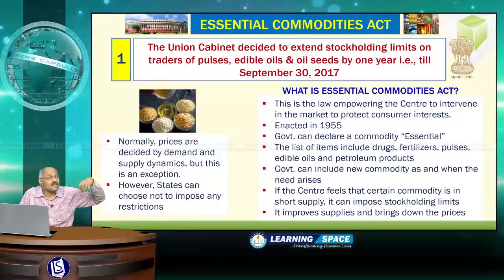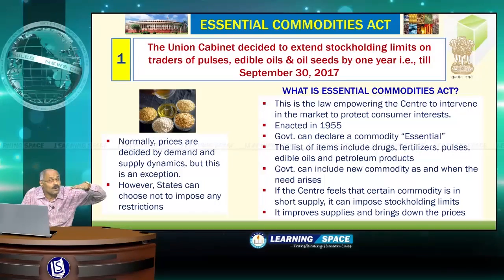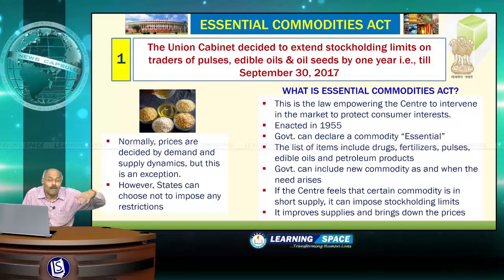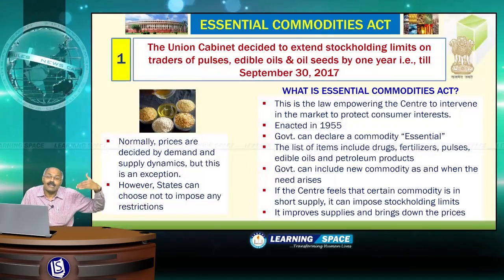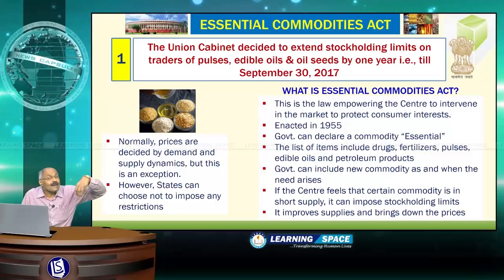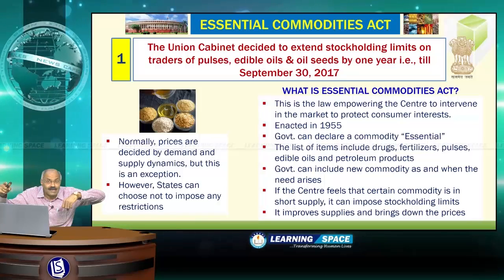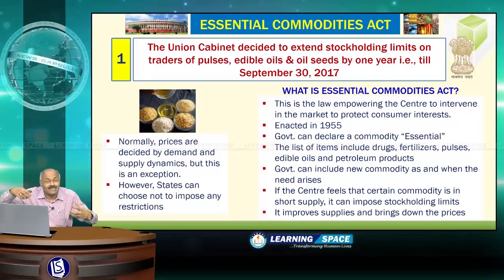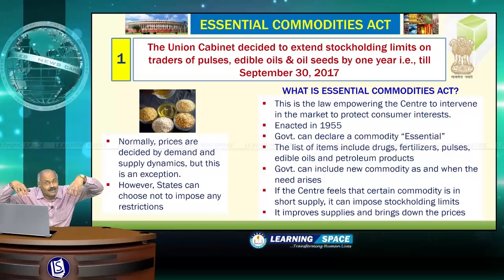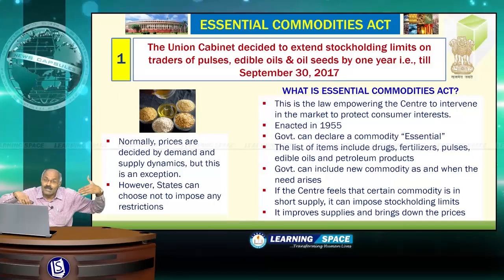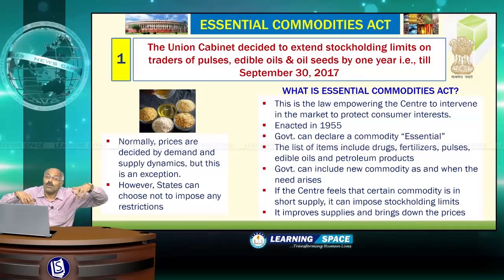Now the first issue is the Essential Commodities Act. The Union Cabinet recently decided to extend a stockholding limit on traders of pulses, edible oils and oilseeds by one more year. That means the initial stockholding limit period ended on September 30, 2016, and the government extended that period by one more year. Normally the price of any commodity is dictated by supply and demand dynamics, and the government can impose this Essential Commodities Act because of, sometimes, excessive hoarding.